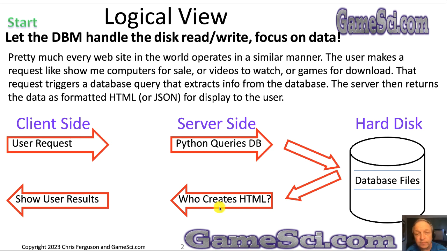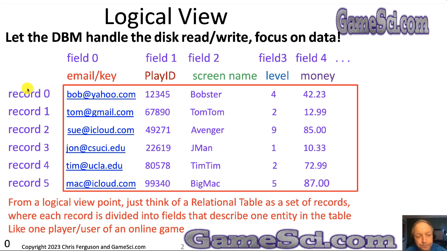Sometimes server programs actually create JSON objects and send JSON objects back to the client, and then the client formats the data for the user. Either way, data is being read from the database and sent back to the user for display. You go onto YouTube and say, show me cat videos. It's going to send back a list of cat videos and display it on the screen. You go onto eBay and say, show me PS5s for sale. It's going to go to the database, read all the PS5s it has, and show them to you.